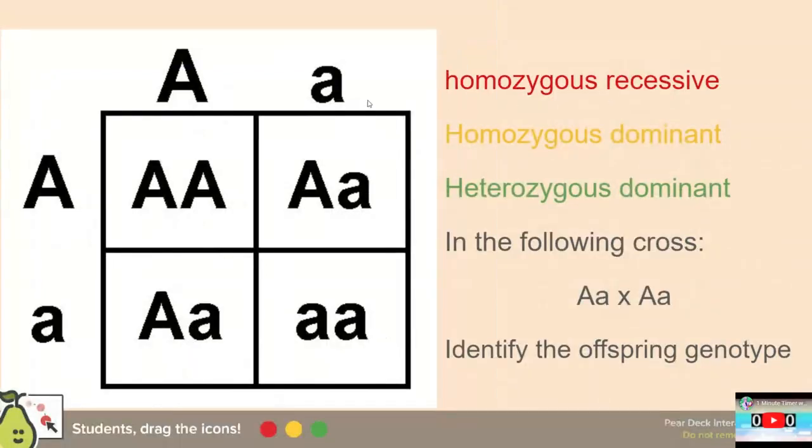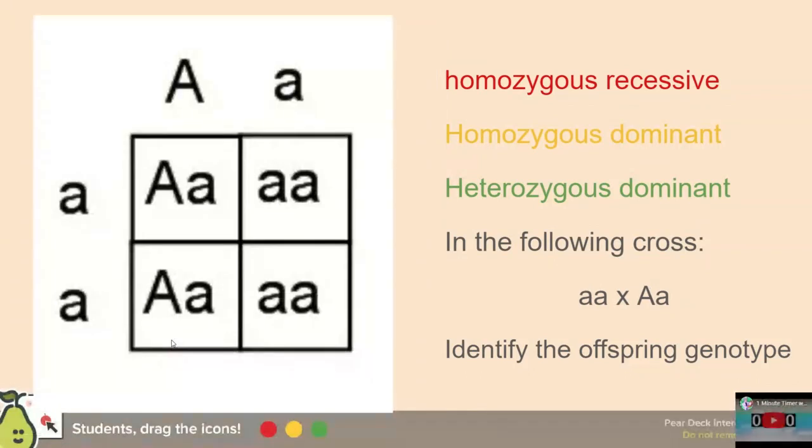So if we were to identify which one was homozygous recessive, it would be this 25% chance right here. Homozygous dominant would be this 25% chance here, and heterozygous dominant would be a 50% chance right there.